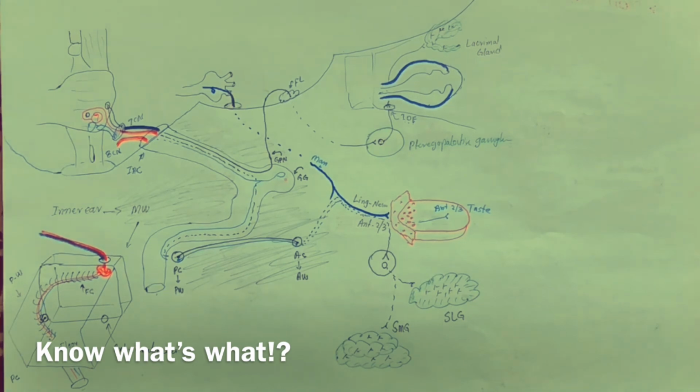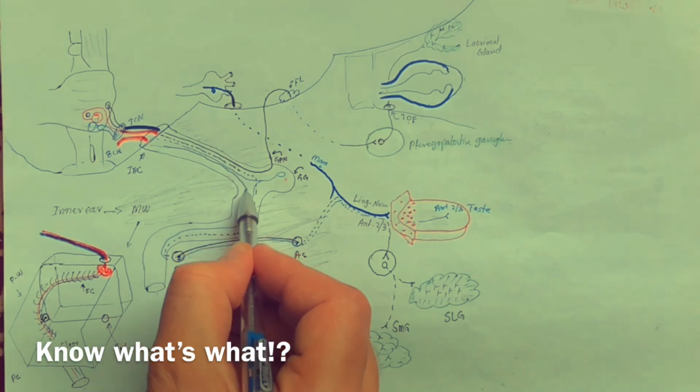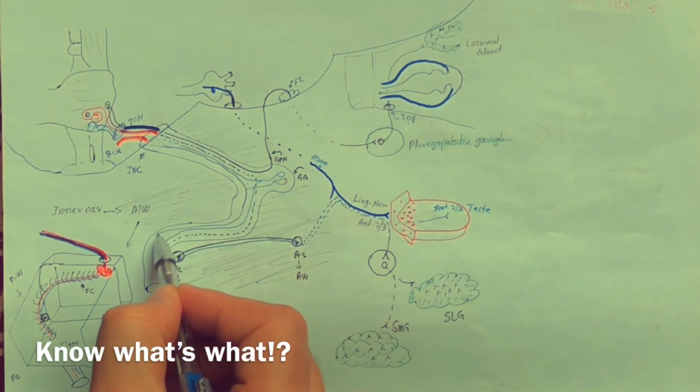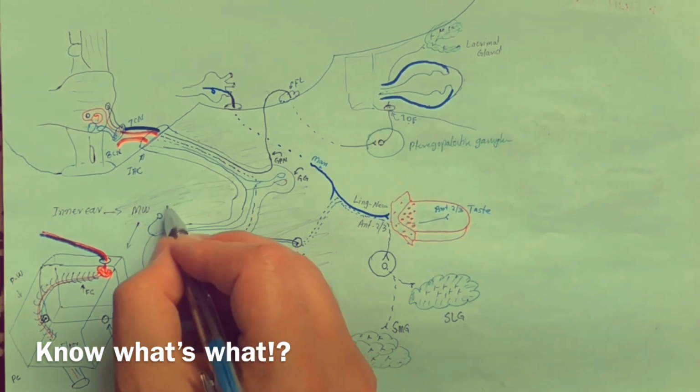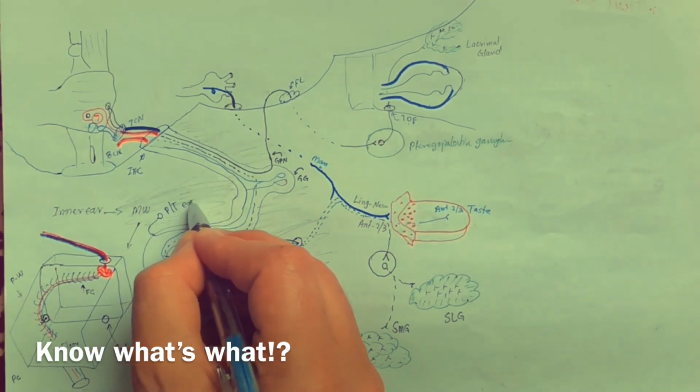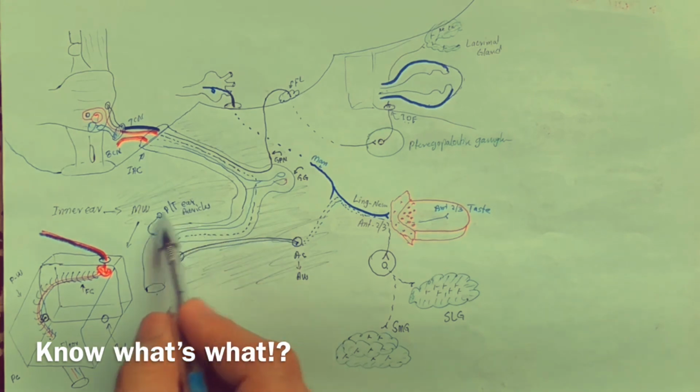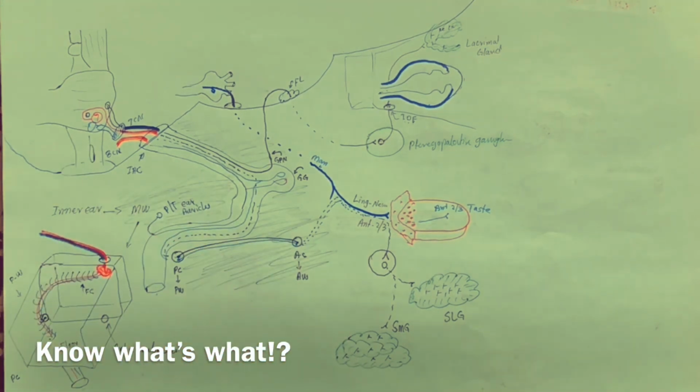Now let's look at the pain fibers, which go along the facial nerve. When it reaches the posterior wall, it will leave the facial canal and it will receive the fibers for pain and temperature from the ear, the external auditory meatus.